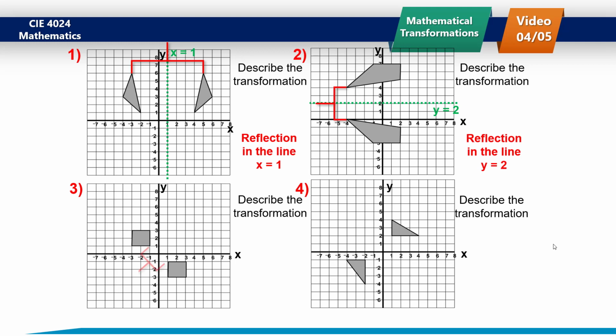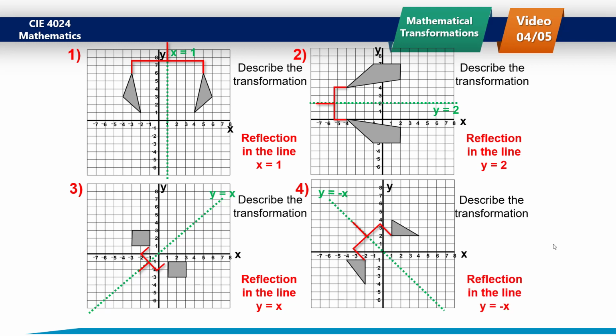Question number 3, we will join the corresponding vertices, and right now they are diagonal, so we can see the middle of that is this line, and if we write the equation, it's y equals x. So we will say it's a reflection in the line y equals x. Question number 4, we can see if we join them, the line is there. This is the line which is y equals -x. So we will say it's a reflection in the line y equals -x.